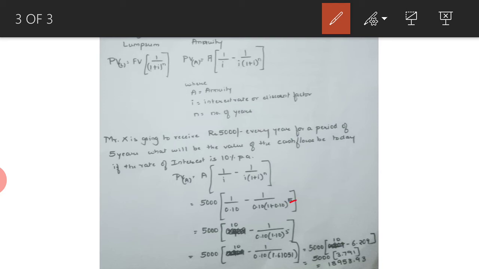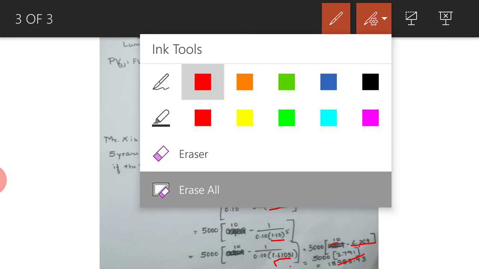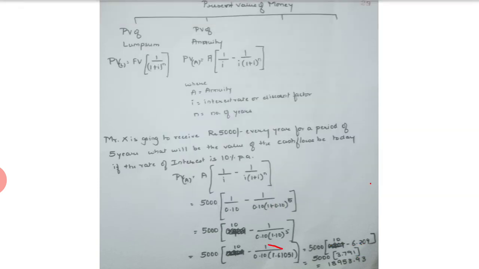So how do you solve this? First solve this, that is 1 divided by 1.10 raised to 5, 1 upon 0.10 minus 1 upon 0.10 into 1 plus 0.10 is 1.10 raised to 5. Further simplify this, 1.10 raised to 5 is 1.6105, multiplied by 0.10 you get, and 1 divided by that answer you get 6.209. 10 minus 6.209 gives you 3.791.